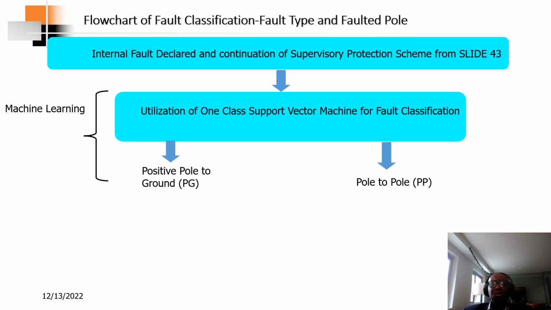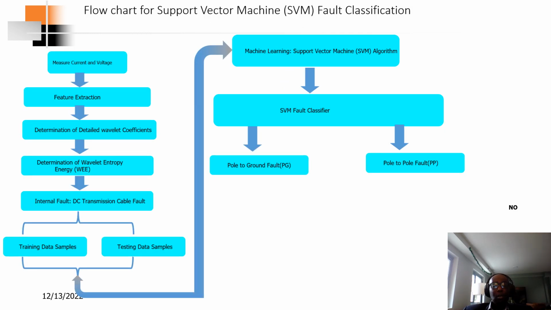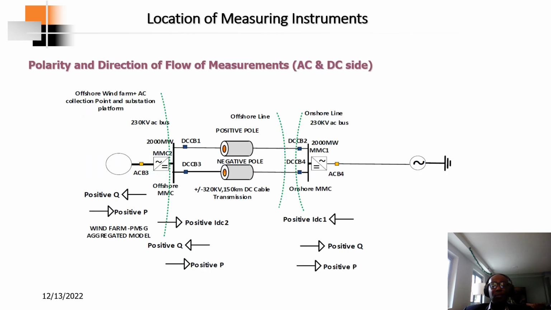So now let's talk about the classification. Same thing, providing a supervisory protection scheme from the earlier slide where protection starts, right? Once I've determined that I have an internal fault, I need to determine what type of fault it is, whether it's a pole to ground fault or pole to pole fault, and I'm utilizing a support vector machine, machine learning, for that. So next is a flowchart of how the support vector machine will perform the classification for pole to ground fault and pole to pole fault. Okay, so next is polarity. These are the polarities I'll utilize for the measuring instruments.